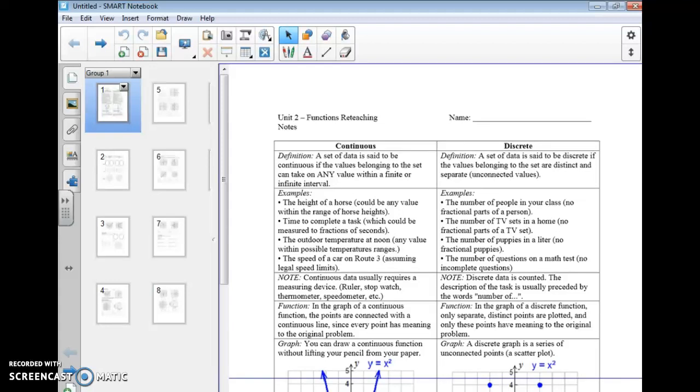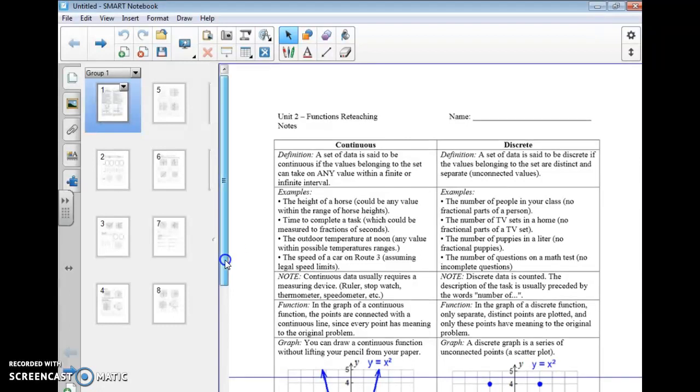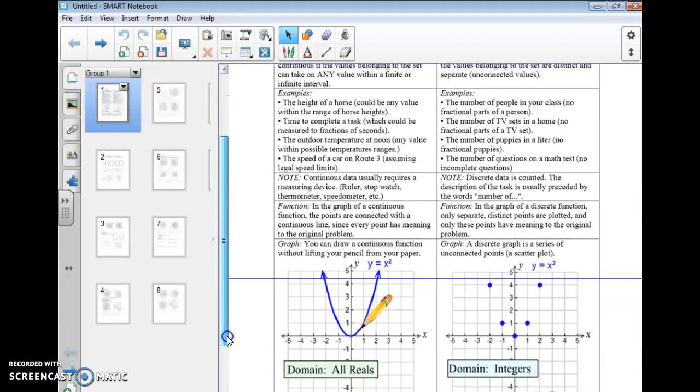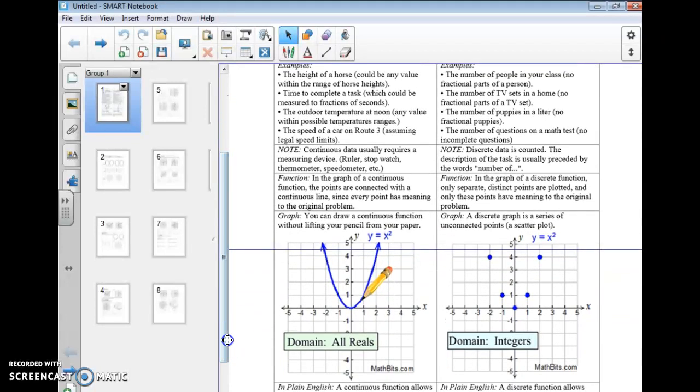All right, we are looking at Unit 2 again. For some of you, this test went decently. For some of you, there are some things that you need to go over. So we're going to talk about some of these things. First order of business, this first page is just the definition difference between continuous and discrete.